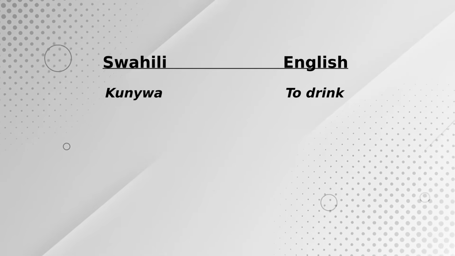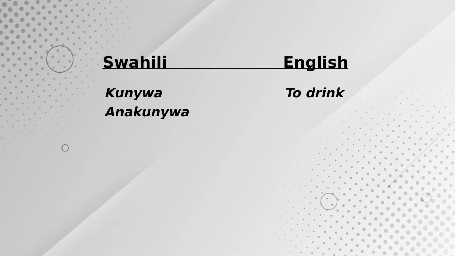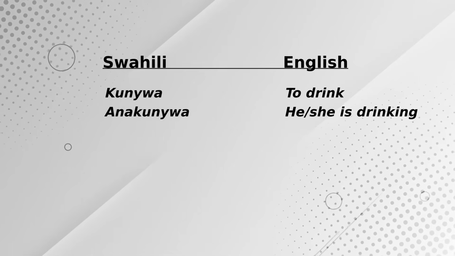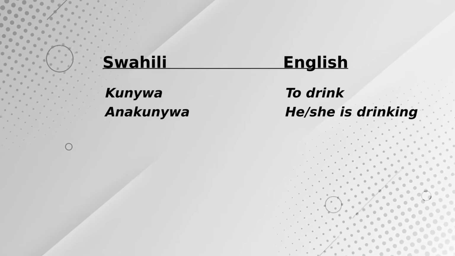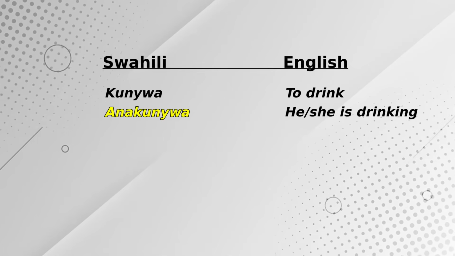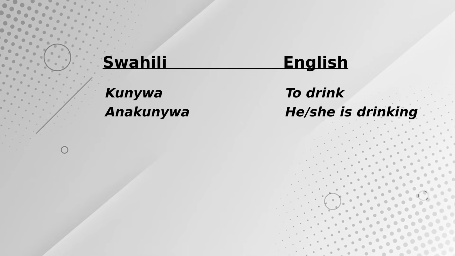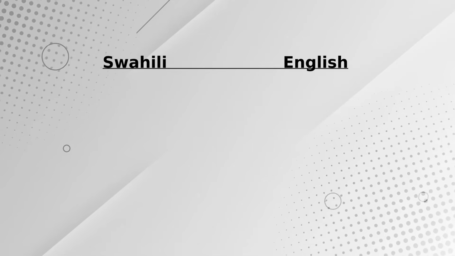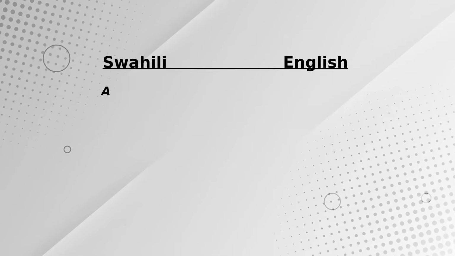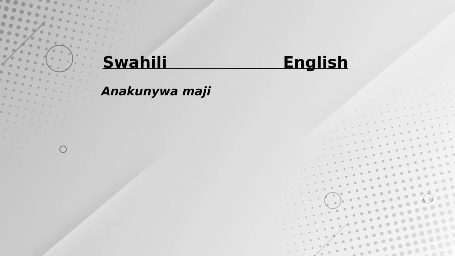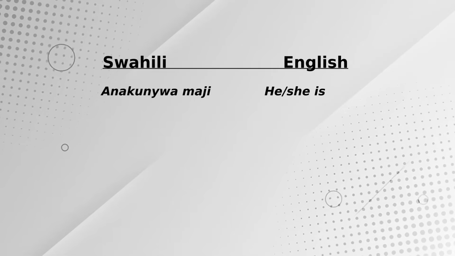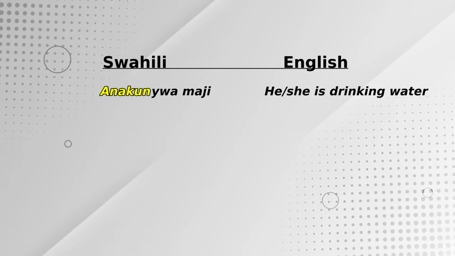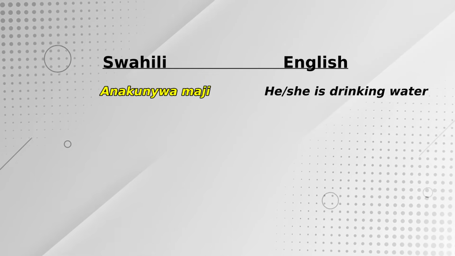The next verb is kunywa, to drink. Listen carefully. Anakunywa. He is drinking or she is drinking. So I want you to repeat after me. Anakunywa. One more time. Anakunywa. Great job. So for example, you can say something like anakunywa maji. He or she is drinking water. So I want you to repeat after me again. Anakunywa maji. One more time.